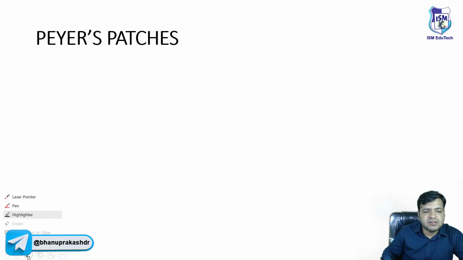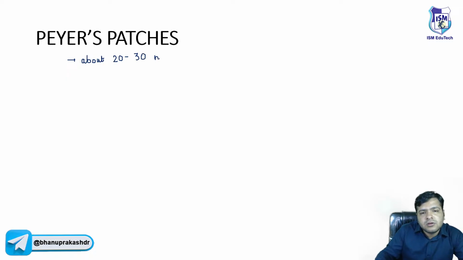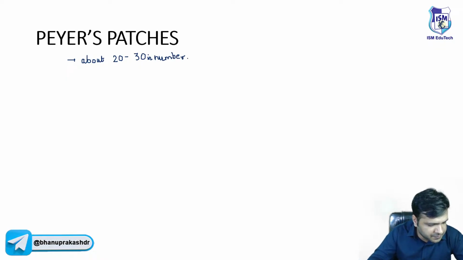Starting with the Peyer's patches, beta. So remember, they are about 20 to 30 in number.